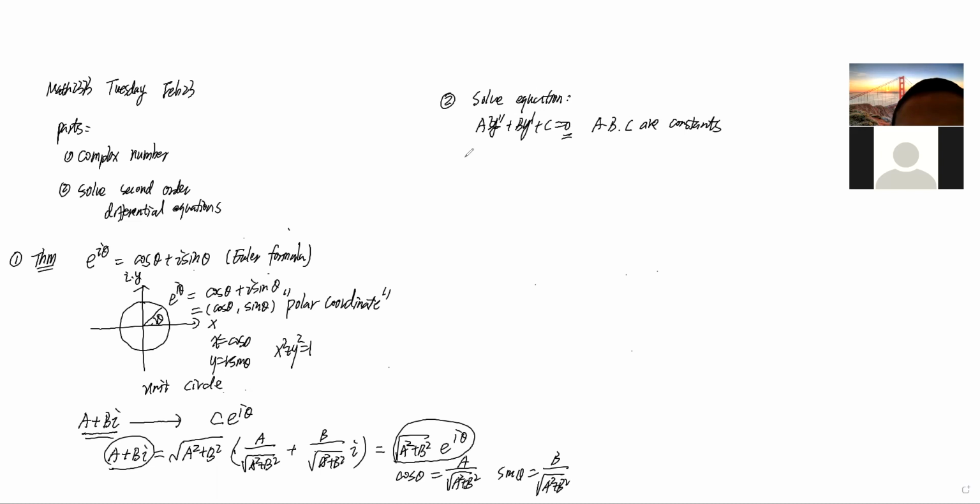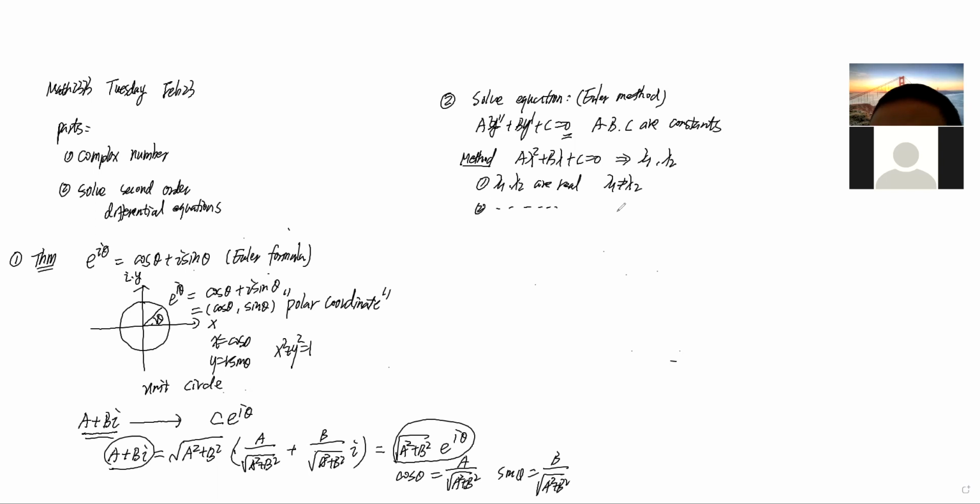The method is like this. You first consider the characteristic equation, also called the Euler method. The characteristic equation is a λ squared plus b λ plus c is 0. You can solve for λ1, λ2, which may include complex numbers. The cases are: λ1, λ2 real and λ1 not equal to λ2; λ1 equal to λ2; and λ1, λ2 non-real.